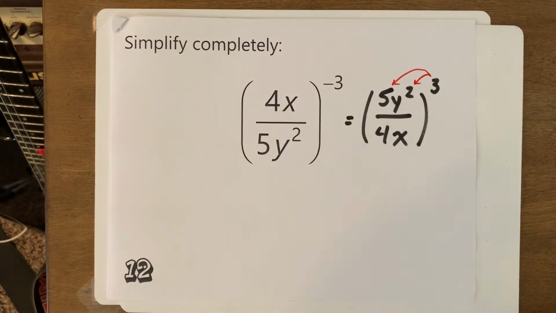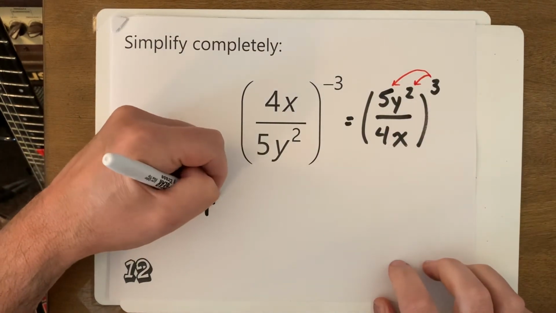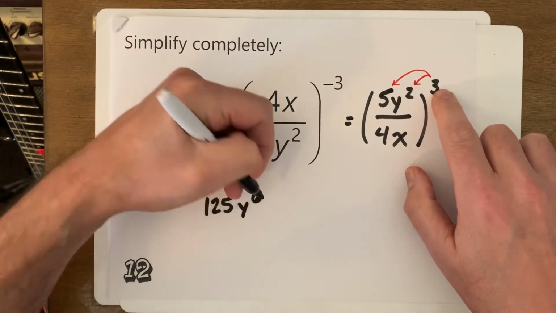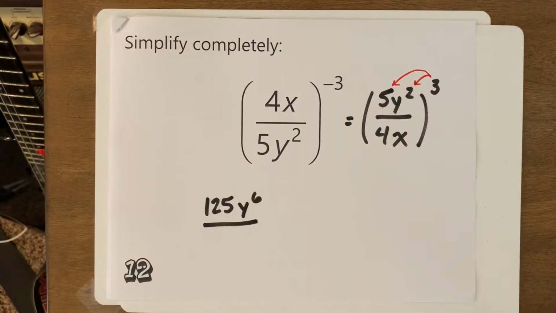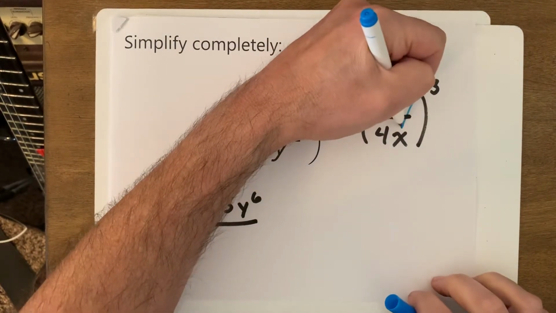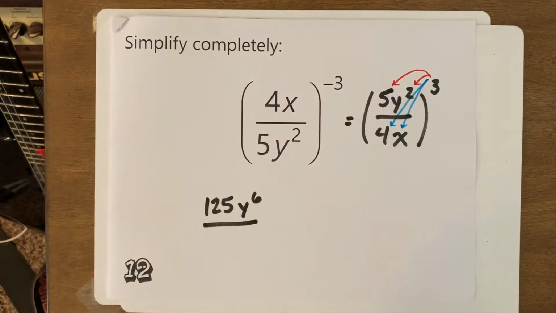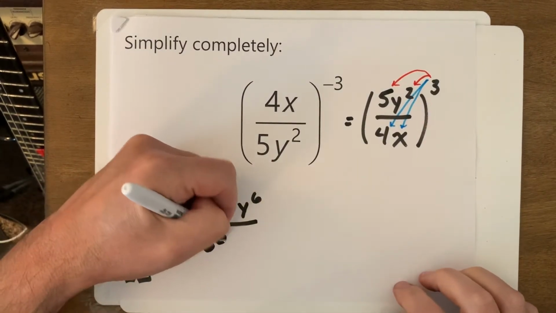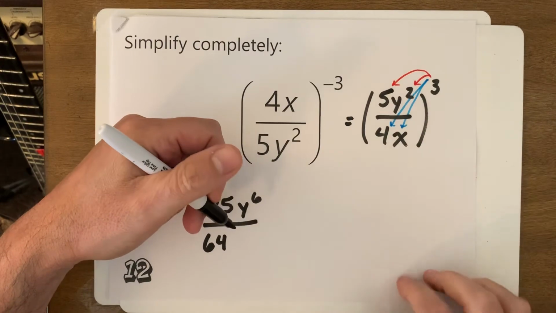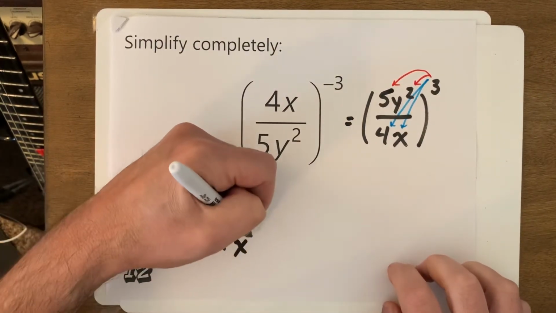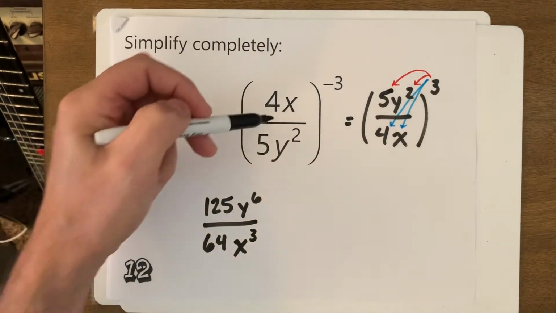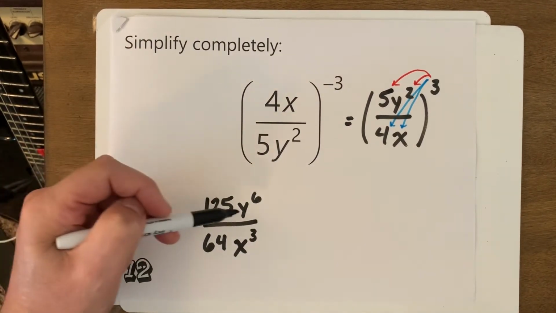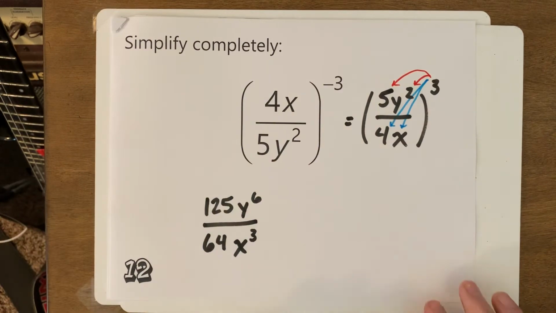So what I have now is 5 cubed is 125. 2 times 3 is 6 over, okay, now let's do the denominator here, those two guys. All right, so 4 cubed is 64. X cubed is just x cubed. 1 times 3 is 3. And again, since nothing could simplify here, nothing's going to simplify here at the end either. So this would be your final answer right there.